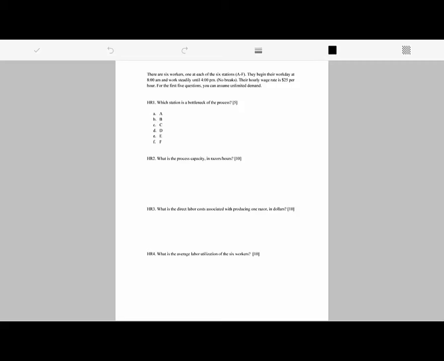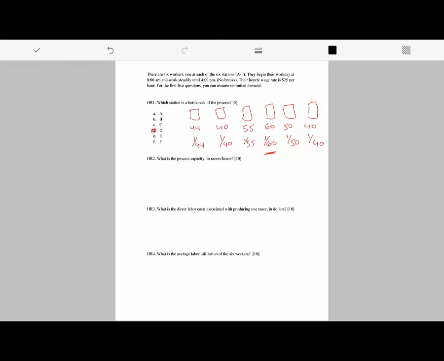In this problem there are 6 stations: 1, 2, 3, 4, 5 and 6. The processing times are 44, 40, 55, 60, 50 and 40 seconds per razor. So that's why the capacity is given, since there is only one worker in each station: 1 over 44, 1 over 40, 1 over 55, 1 over 60, 1 over 50 and 1 over 40. Given that this is the lowest capacity, D is the bottleneck.